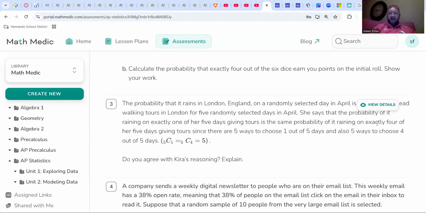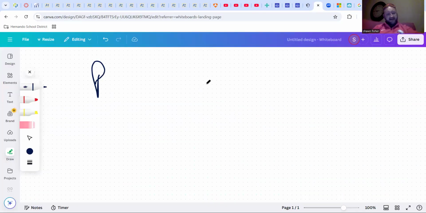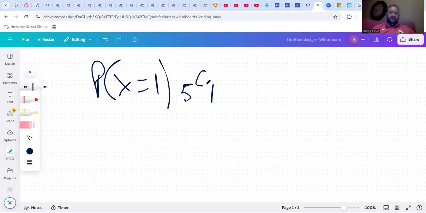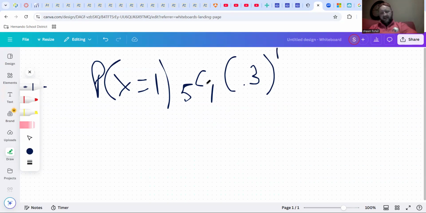Exactly one day and exactly 4. Okay, that's a little bit different. All right, so the probability that X is 1, right, is the probability that I have 5 days. I'm going to choose 1, right? But we're saying the chance of success is 0.3. I think she said 30, right? Out of one of those days, raised to the 1, right? But it's going to fail 0.7 4 of those days.